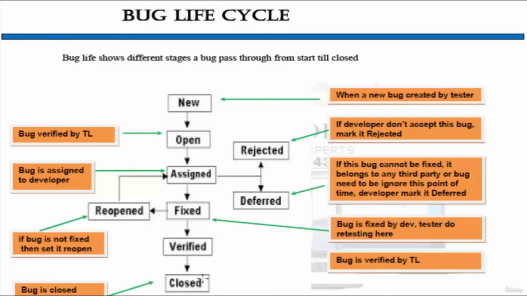One more thing I want to update here. As of now, I have just given a few names like rejected, deferred, assigned. In different bug reporting tools, these names could be different, but the process would be the same.